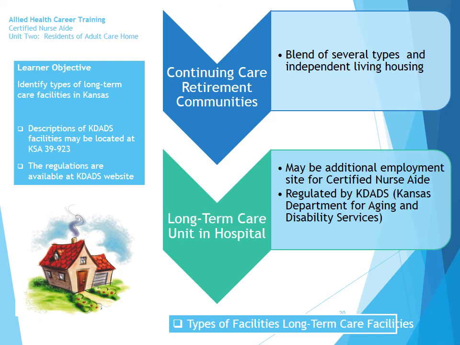Then they start declining a little bit more and they need more help. So then they're able to move into that nursing home setting. So that's really the advantage of those continuing care retirement communities. They can live on the same campus and they can live in the same area and deal with the same staff and not have to move to a totally different place. They just move to a different area.